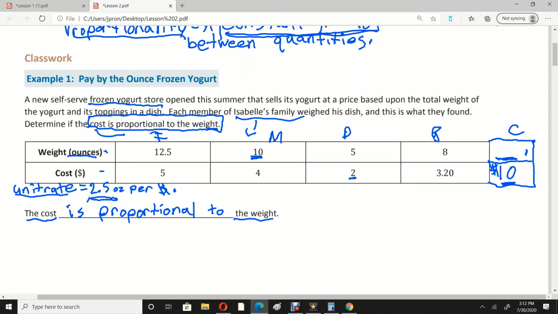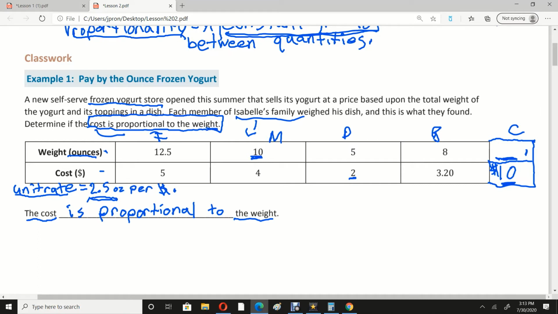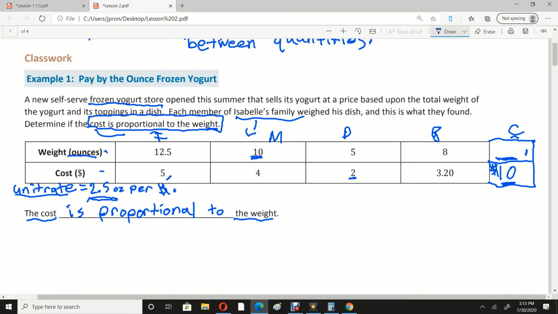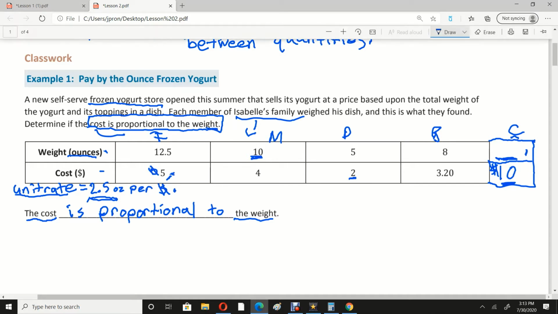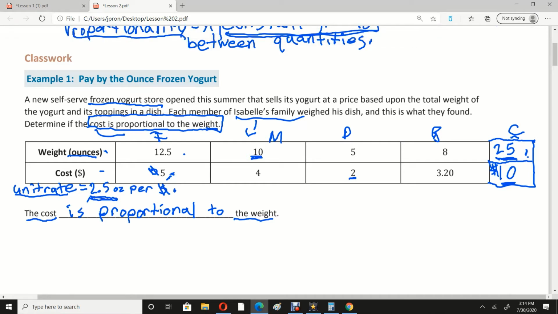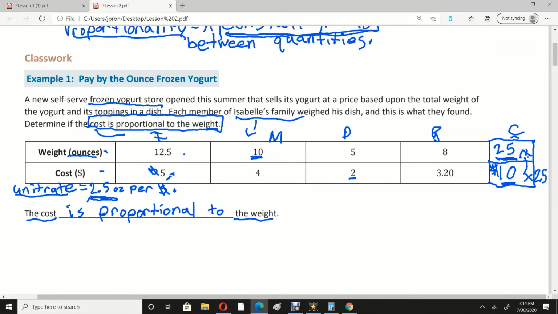Great, those were some very creative solutions. Some of you may have noticed that Cousin William spent twice as much as Isabel did on her cone. So you could just extrapolate from that if he had spent twice as much, then he got twice as much frozen yogurt, which would dictate that he got 25 ounces of frozen yogurt. Now, the way we could have used our unit rate to do this was simply multiply 10 times 2.5 to get to 25 ounces.